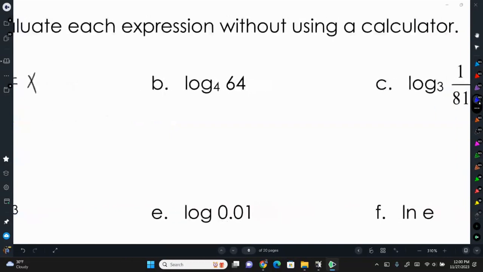Now, letter B, again, let's set this equal to x. That way we have our 3 components. 4 to the x power equals 64. So what would I have to raise 4 to get 64? Well, 4 squared is 16. If I do 4 to the 3rd power, so 4 times 4 times 4, that is equal to 64. So that means x has to be 3.